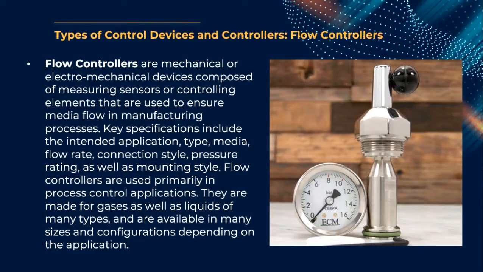Number 2, we have the flow controllers, which are mechanical or electromechanical devices composed of measuring sensors or controlling elements that are used to ensure media flow in manufacturing processes. Key specifications include intended application, type, media flow rate, connection style, pressure rating, as well as mounting style. Flow controllers are used primarily in process control applications. They are made for gases as well as liquids of many types and are available in many sizes and configurations depending on the applications.